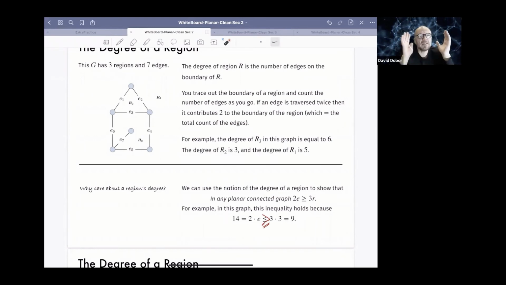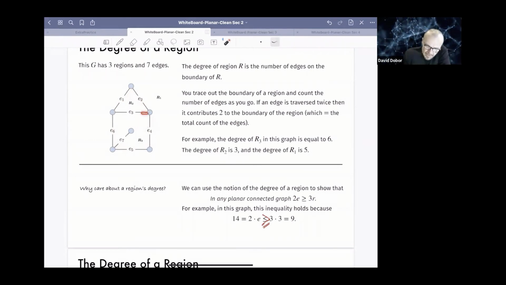Sphere and the plane are the same except for one point, but I don't want to get into that. But the sphere is not the same as a donut in a very specific sense. You cannot build a good mapping between the two, but I want to leave that issue aside. We'll cover that in a different course. Anyway, the degree of R1 is 5, because you will have to traverse 5 edges to enclose that region.